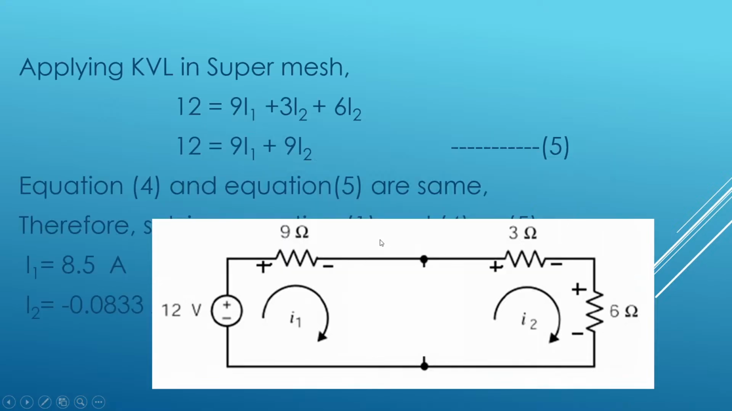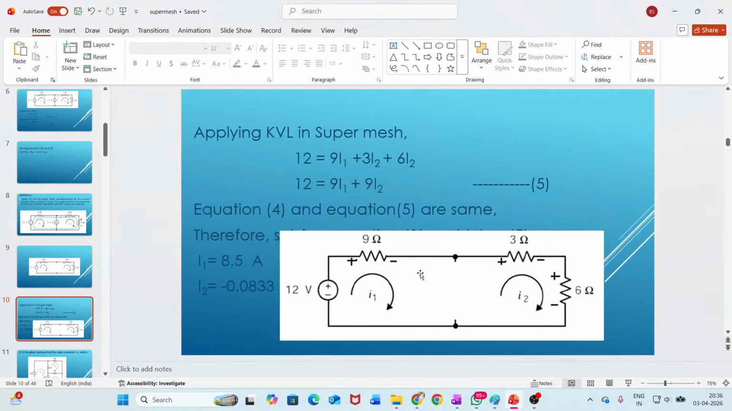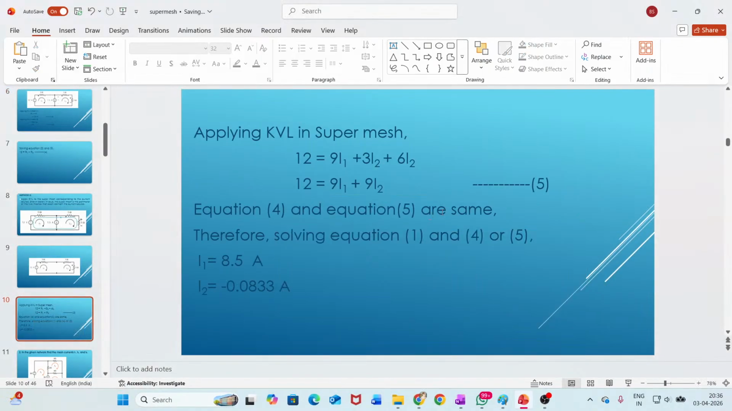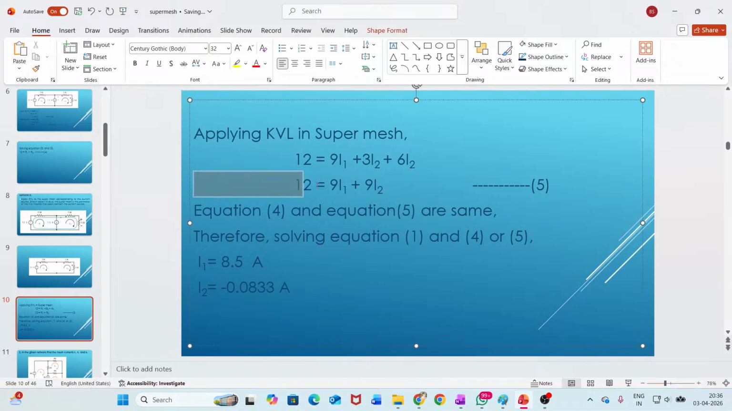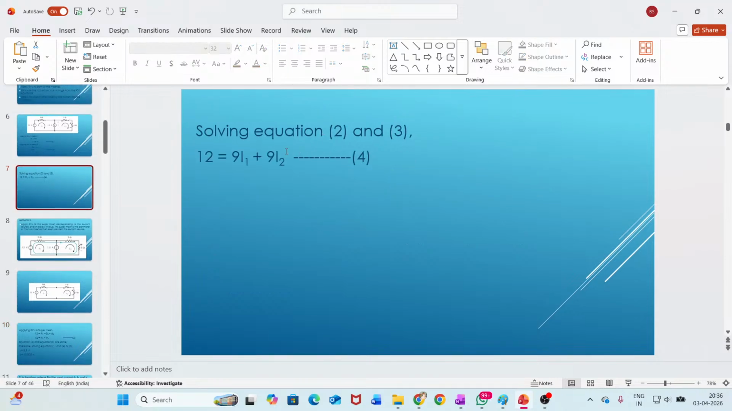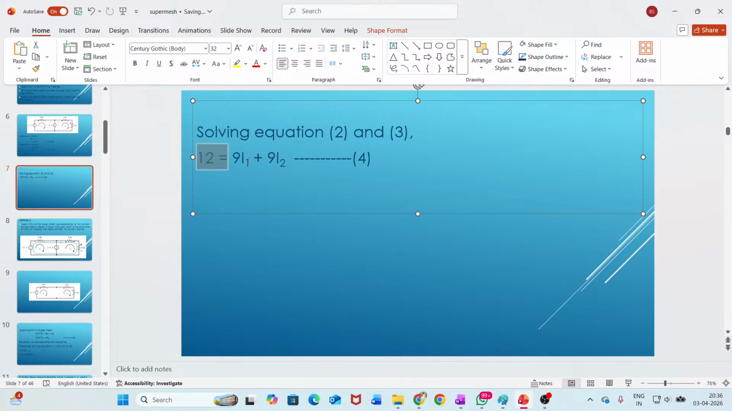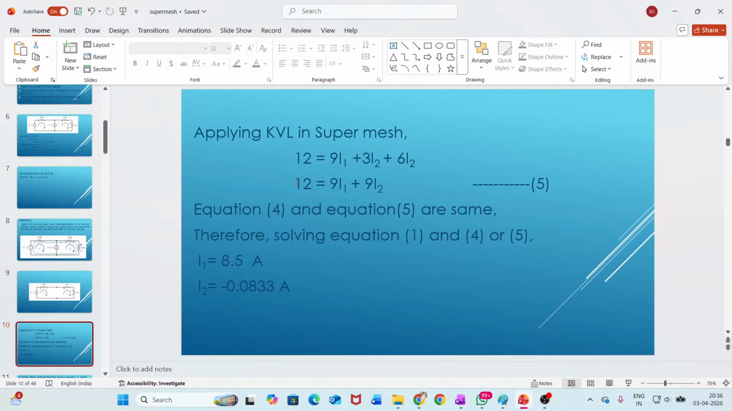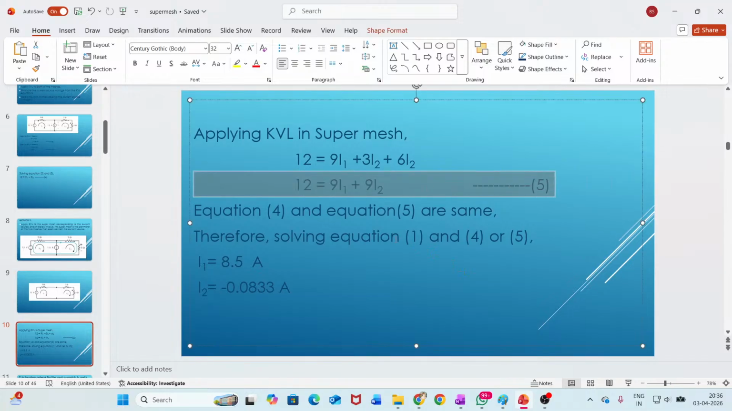If you observe your equation 5, what is it? 12 is equal to 9I1 plus 9I2. Compare it with equation 4 of method 1. What did you get in equation 4? 12 equal to 9I1 plus 9I2. So you have got the same expression, isn't it? Your equation number 4 and equation number 5 both are the same. So now let us determine the mesh currents.